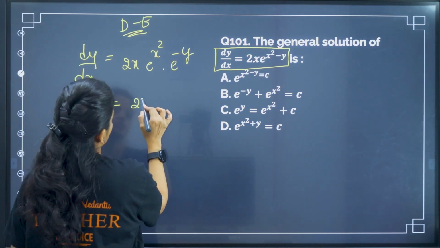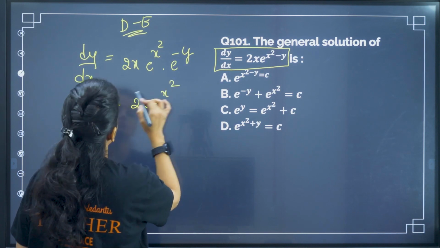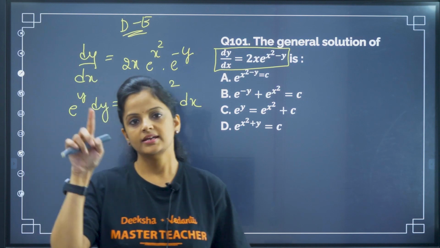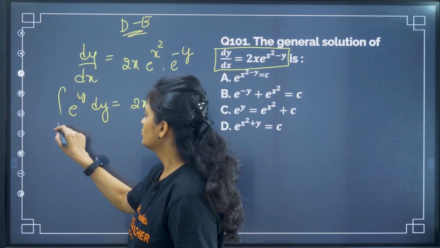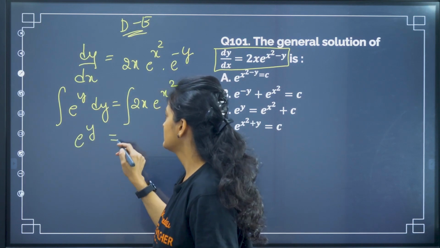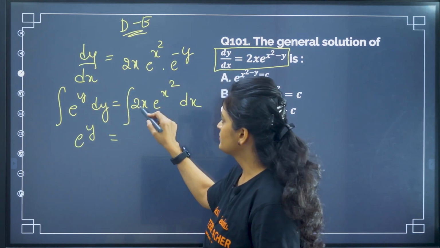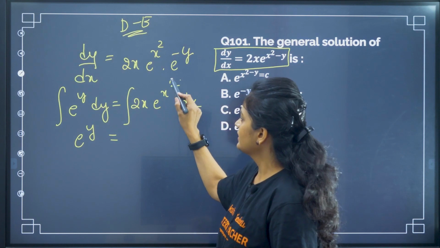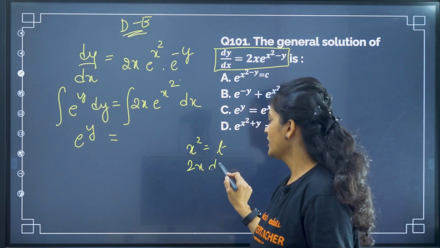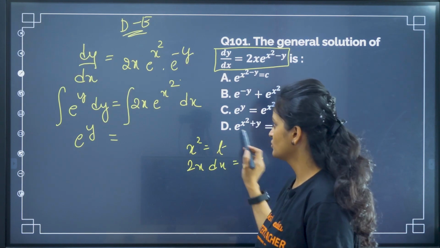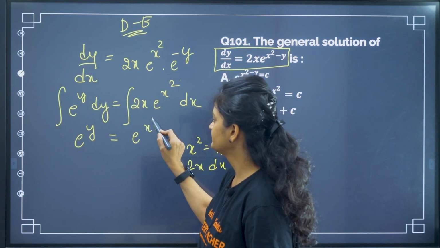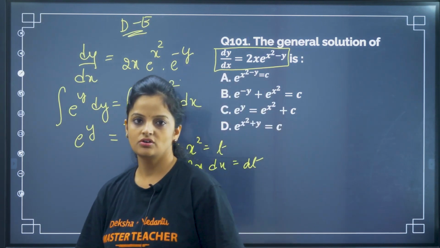2x e to the power of x square dx. Then what I will do? Integrate. Integrating both the sides, e to the power of y is equal to integration of this, because x square will be taken as t, 2x dx will go as dt. So e power t, integration will be e power t only, right? So this is your answer.